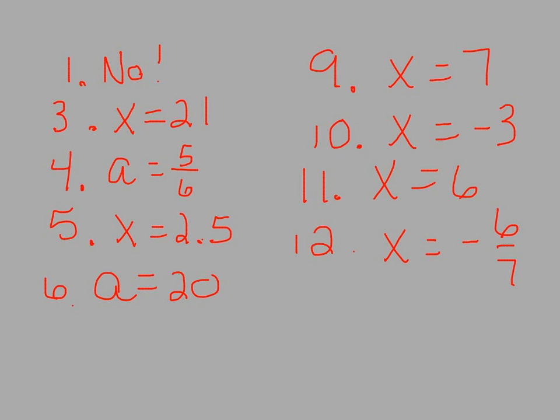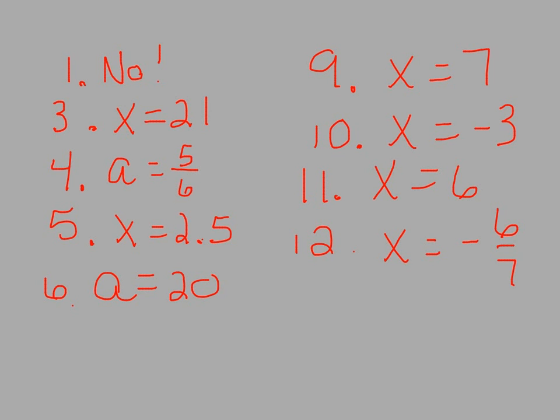Number 1 is no, because if you were to solve the equation or plug in 3 for the x's, you would get 13 equals 17, which is not true. Or you could solve the equation and find out that x actually equals 7, not 3. So there's two ways to solve that one. You didn't have to do number 2. Number 3 is 21. 4 is 5.